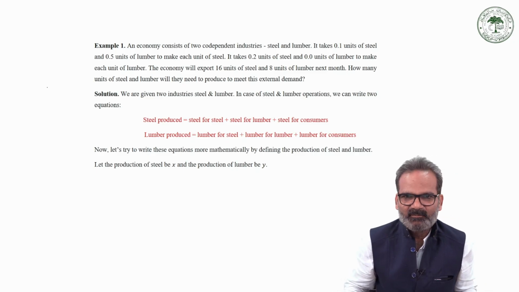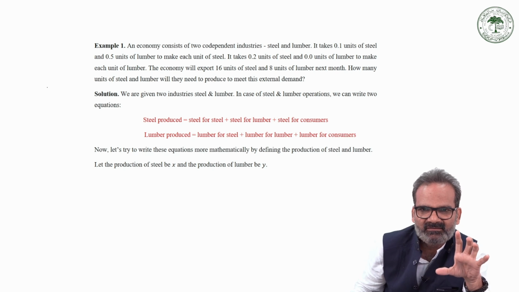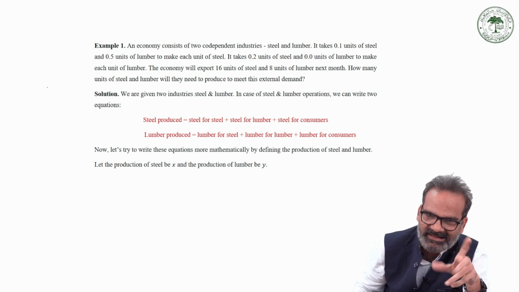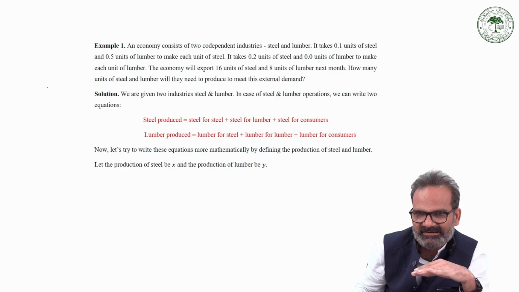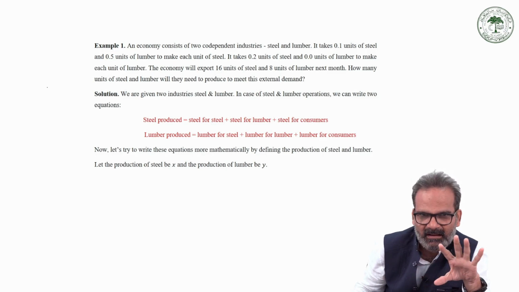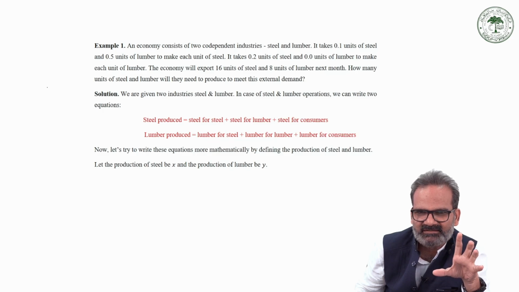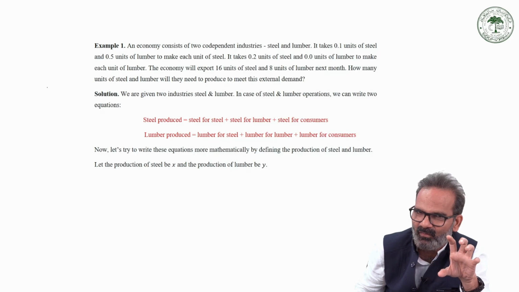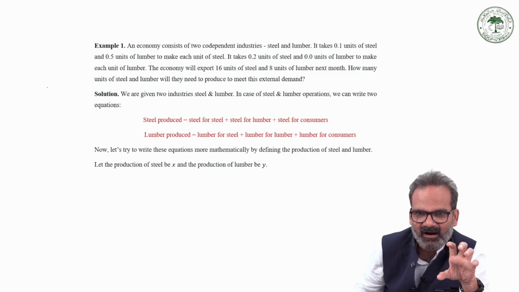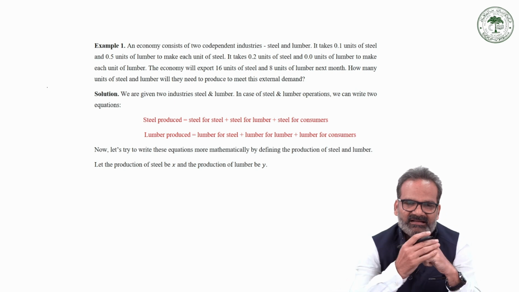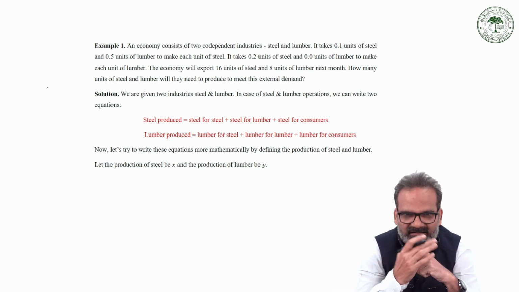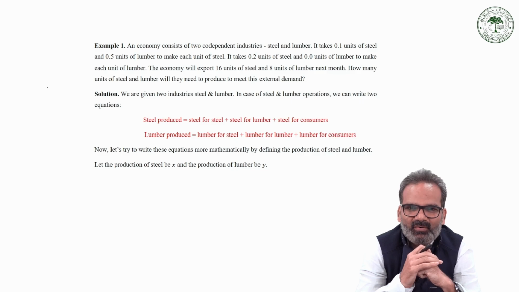So let us take example 1. Before proceeding to the solution of this example, I have again taken 2 industries first. Then I will take 3 industries in numerical questions. In the first exercise, I have taken 2 industries so that you can understand how the method works, or easily understand the basic concept of finding the solution of any problem using the Leontief input-output model. This example says an economy consists of 2 co-dependent industries.